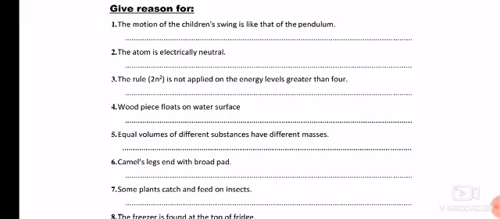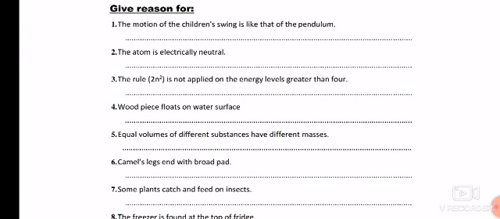Give reason. The motion of the child on a swing is like that of the pendulum. Why? Because both of them involve a change of kinetic energy into potential energy, and the sum of them is the mechanical energy, which is a constant value.